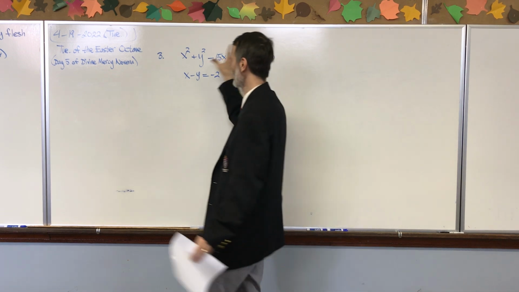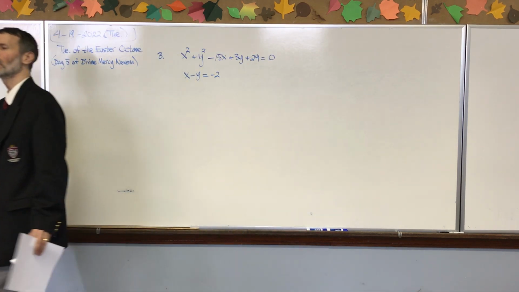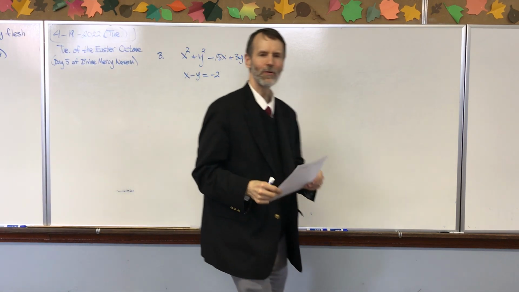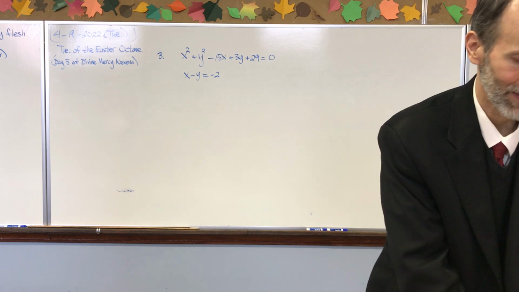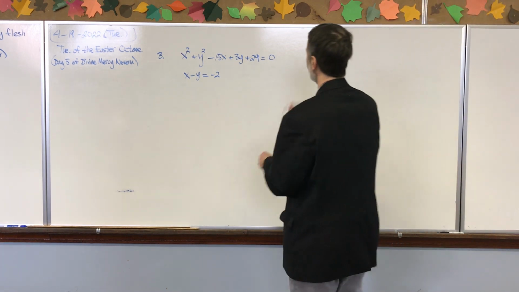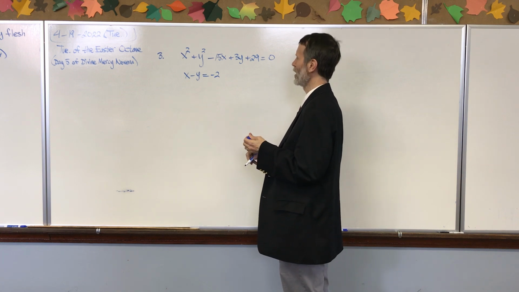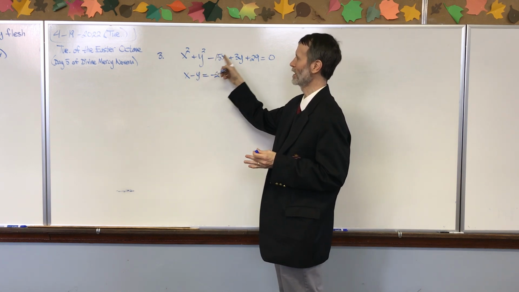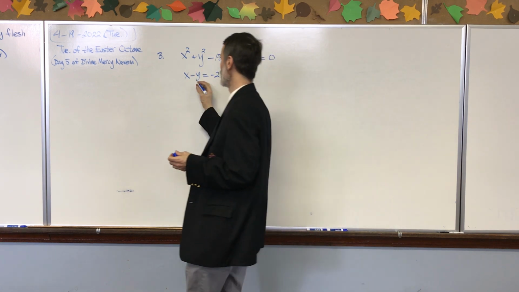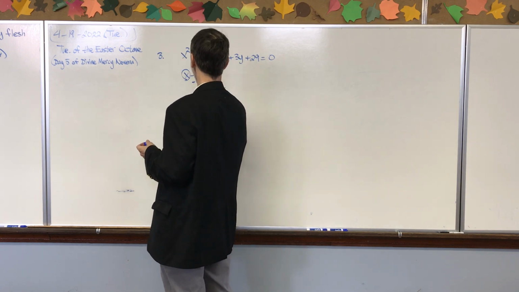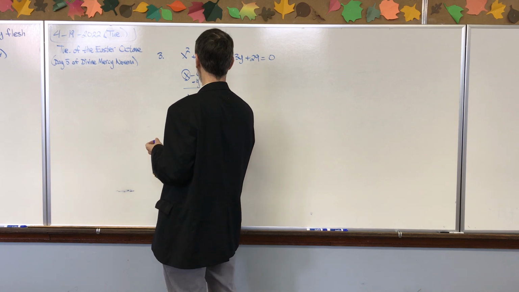So the most they could ever intersect is twice. They could intersect once, they could intersect 0. There are only two methods we know of that'll solve this: substitution and elimination. I wouldn't do elimination because you really can't get anything to cancel. I'm going to do substitution. I'm going to try and get a letter by itself. I'm going to get x equals y minus 2.